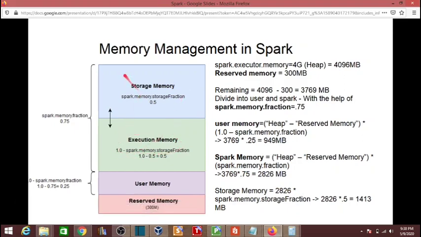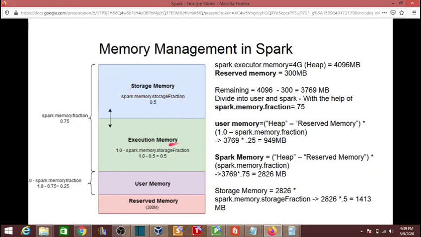Now what is the storage memory? Storage memory is used when you call persist or cache on an RDD. When you try to store a Spark partition in memory, those partitions are stored in this storage memory. When you call rdd.cache or rdd.persist, the partitions are stored in memory.